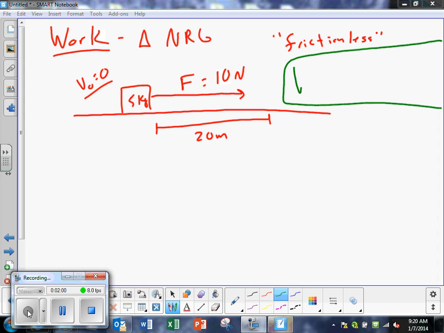Okay, so here's the new formula. Work is equal to a force that's applied to an object parallel to the object's displacement. So here's the formula on the board. In this case, this force here is going in that direction. The displacement that we apply the force over is going to be 20 meters.